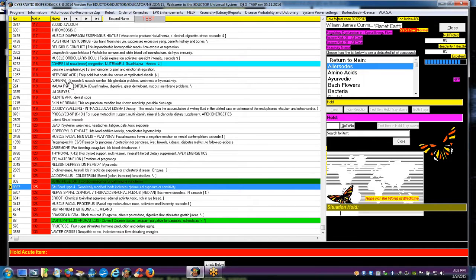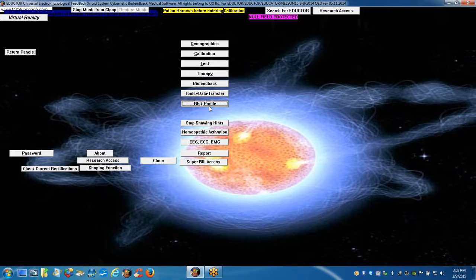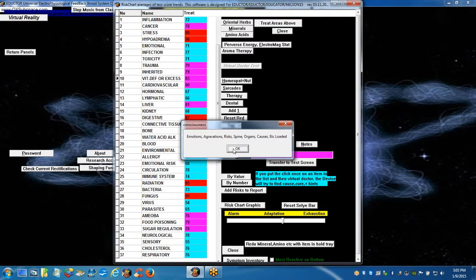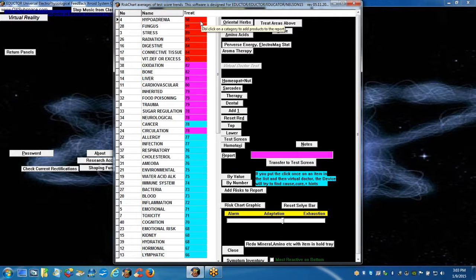Now there's other things in here too. This is an adrenal patient, Carla, so obviously they're going to have a little more sensitivity to things. Now here's another exciting thing. When you go over to the risk profile, this would be the next step that you do. You're going to calculate here what the highest risk is. Well, look right here: adrenals, fungus, and stress.